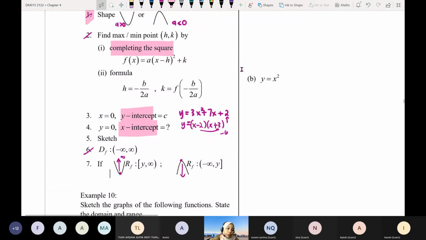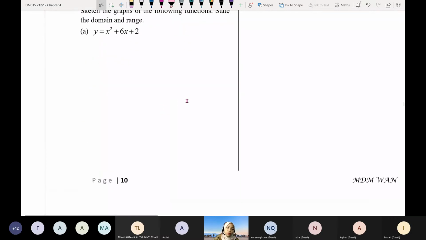Okay, let's look at the example. Sketch the graph of the following function, state the domain and range. So automatically here, we know the y-intercept. Right? Right. Okay, first step. Read in your notes. What does it want? Shape. A is positive. So, smile. The second one? Find maximum and minimum point. Find maximum and minimum point by completing the square, right?